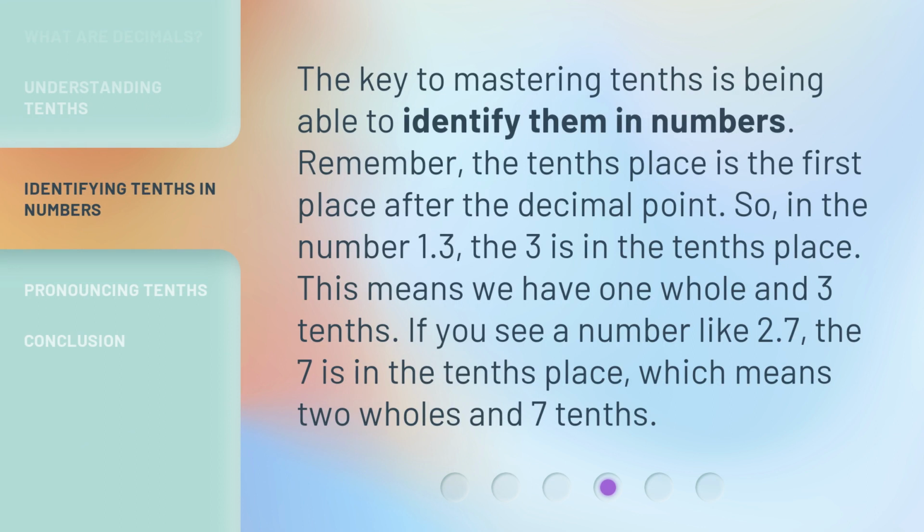The key to mastering tenths is being able to identify them in numbers. Remember, the tenths place is the first place after the decimal point. So, in the number 1.3, the 3 is in the tenths place. This means we have 1 whole and 3/10. If you see a number like 2.7, the 7 is in the tenths place, which means 2 wholes and 7/10.